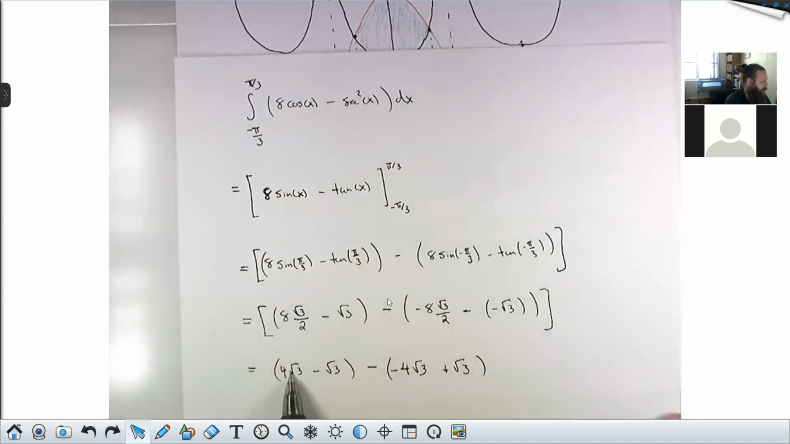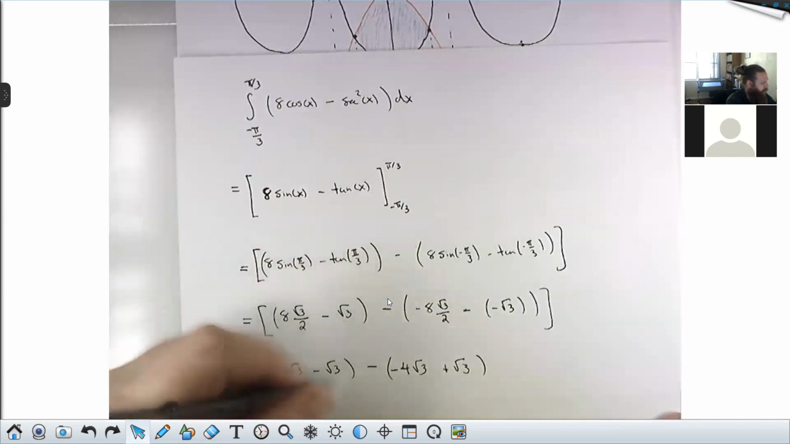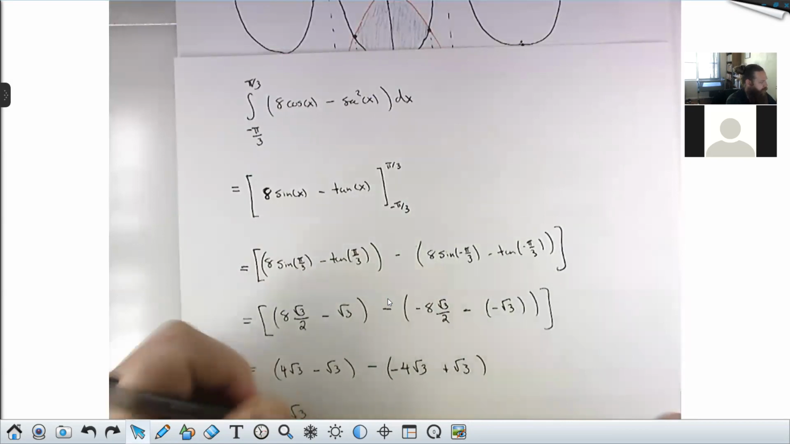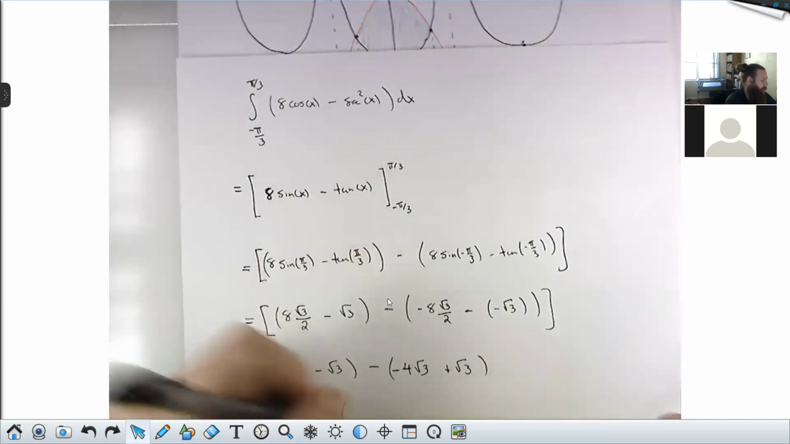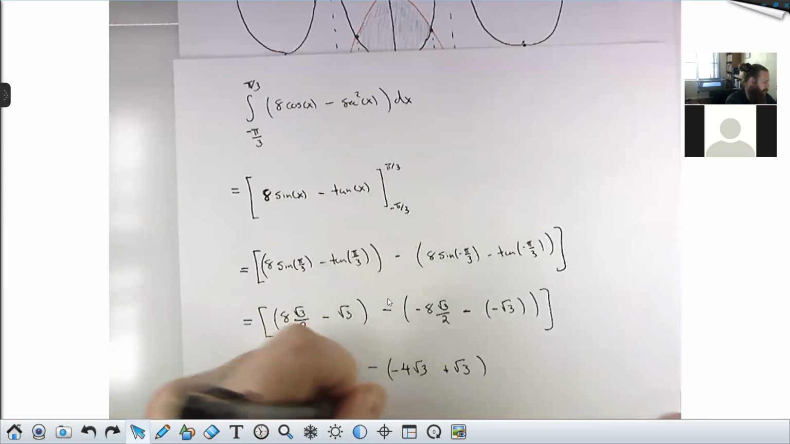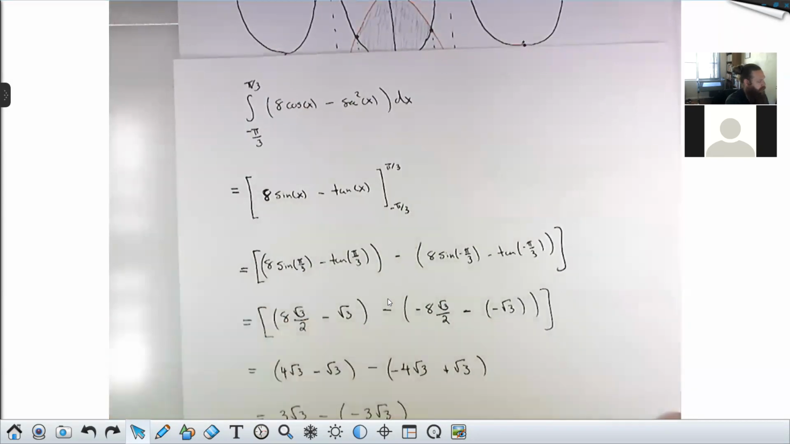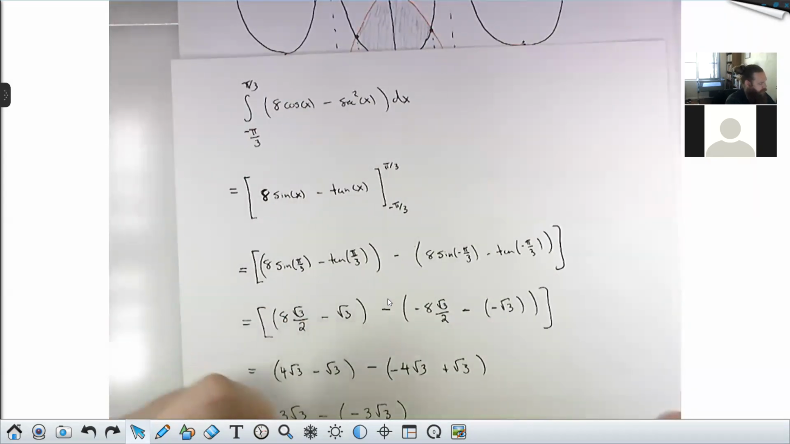So we have 4 root 3 minus root 3, that's 3 root 3, minus negative 4 root 3 plus 3 root 3. So this is 3 square roots of 3 minus negative 3 square roots of 3, which is 6 root 3.